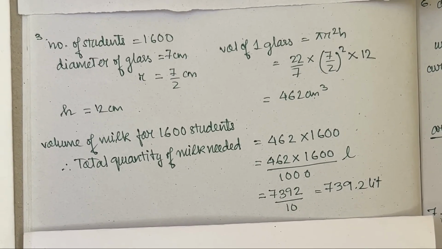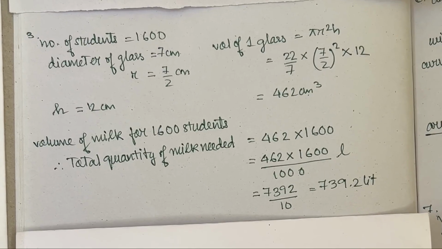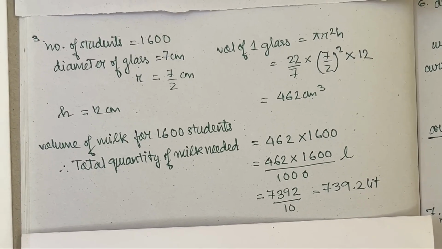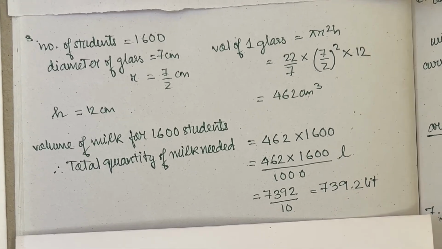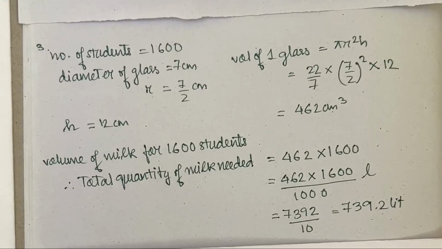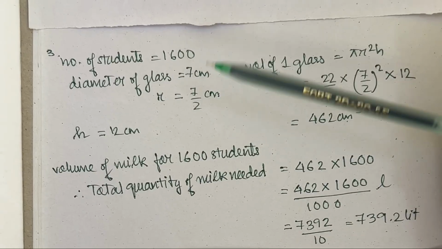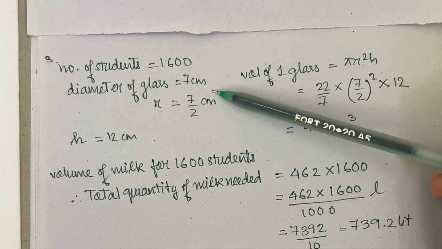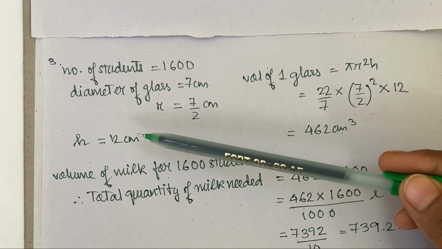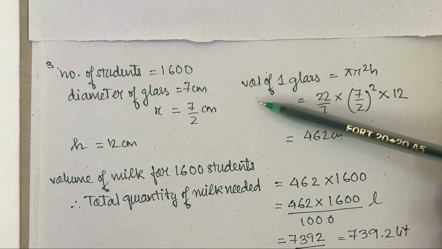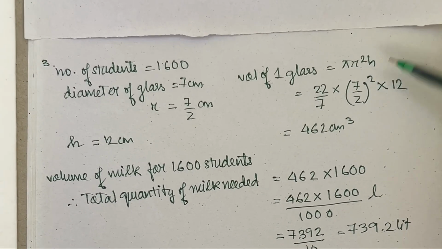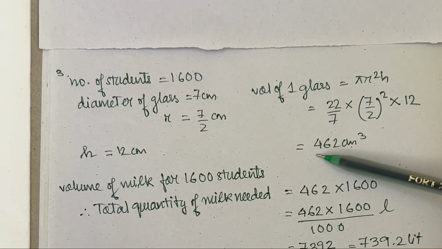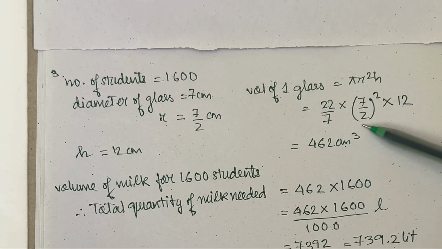If the glass is filled with milk up to a height of 12 centimeter, find how many liters of milk is needed to serve 1600 students. So the number of students is given as 1600, diameter to radius we have already found out, height is 12. So now volume of one glass will be, we know the formula pi r square h, just substituting the values and getting it as 462 centimeter cube.